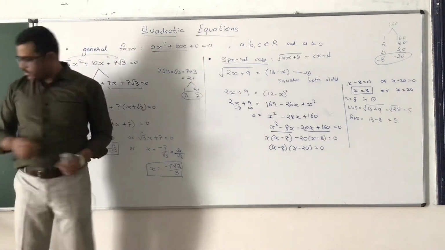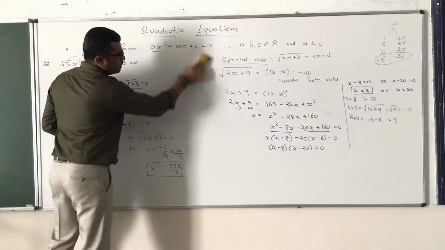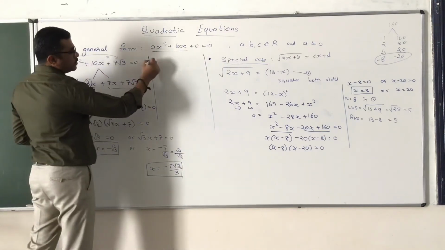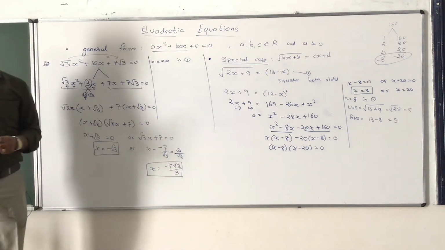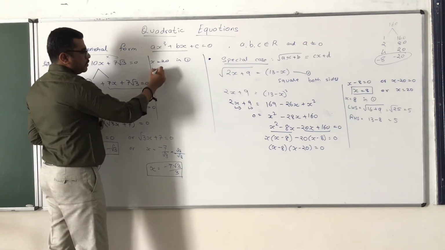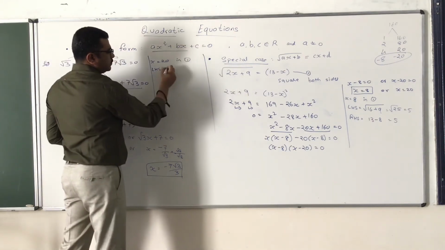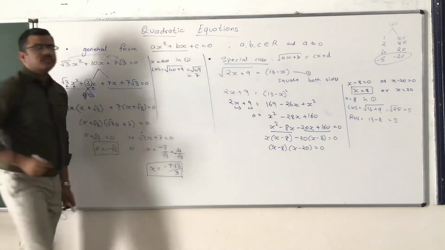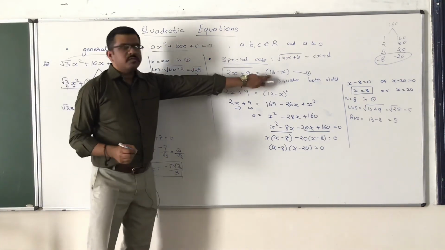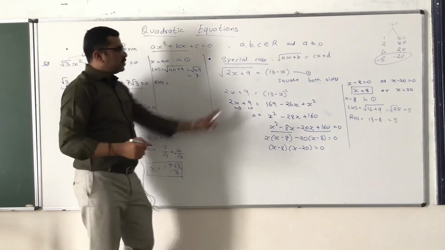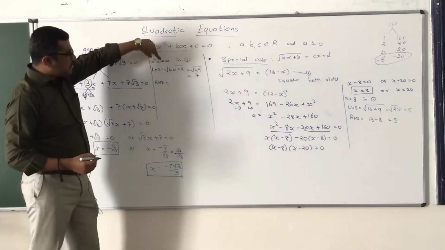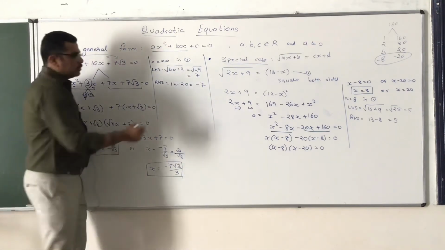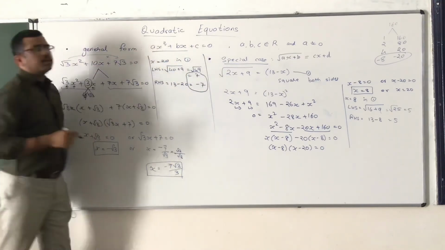Now let us check the other one. If we put x equals to 20 in the given equation, what do we get on the left hand side? 2 times 20, that is 40, plus 9, that is 49, and square root of 49 is 7. And what do we get on the right hand side? It's 13 minus x. That means 13 minus 20. And 13 minus 20 is negative 7. So you see left hand side and right hand side are not equal.